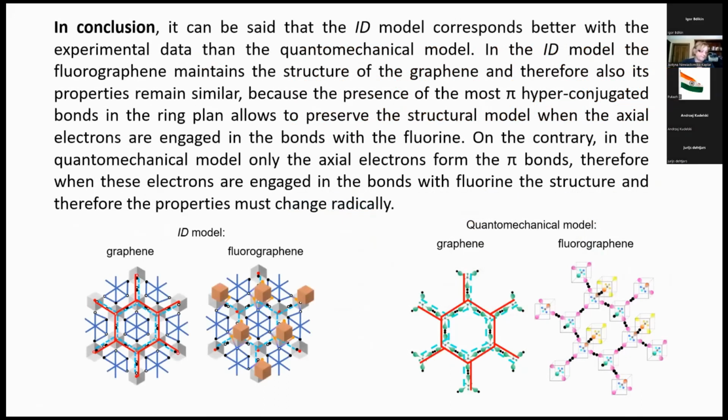In conclusion, it can be said that the ID model corresponds better with the experimental data than the quantum mechanical model. In the ID model, the fluorographene maintains the structure of graphene, and therefore, also its properties remain similar. Because the presence of the most hyperconjugated bonds in the ring plane allows to preserve the structural model when the axial electrons are engaged in the bonds with the fluorine. On the contrary, in the quantum mechanical model, only the axial electrons form the pi bonds. Therefore, when these electrons are engaged in the bonds with fluorine, the structure and therefore the properties of fluorographene must change radically with respect to graphene.